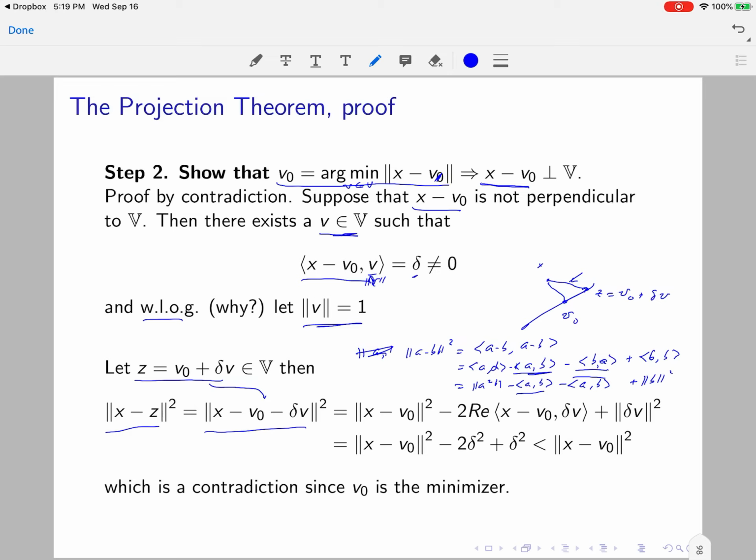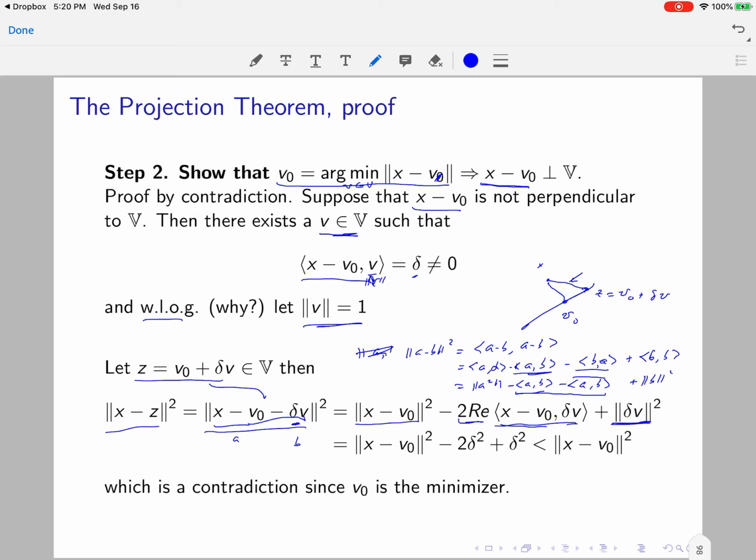So if we have any complex number plus its complex conjugate, that's just twice the real part. So we can combine these two into 2 times the real part of the inner product of a with b. Here a is x minus V naught, and b is delta v. We're going to get the norm of a squared, minus 2 times the real part of the inner product of a with b, plus the norm of b squared.